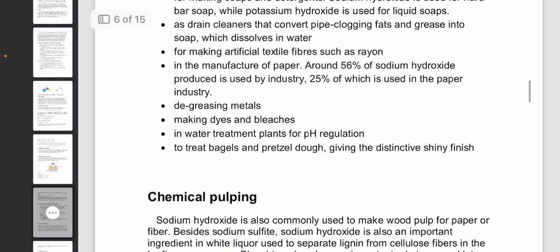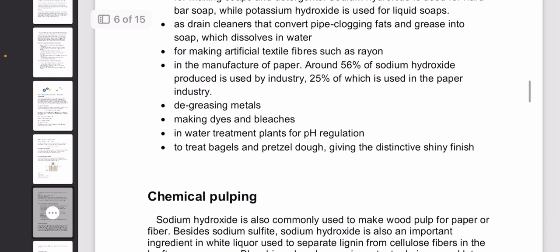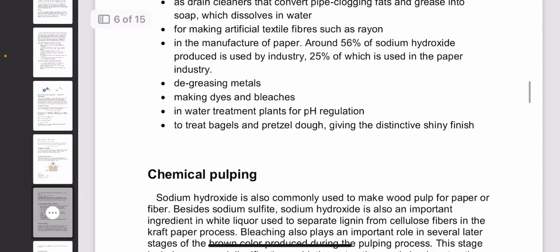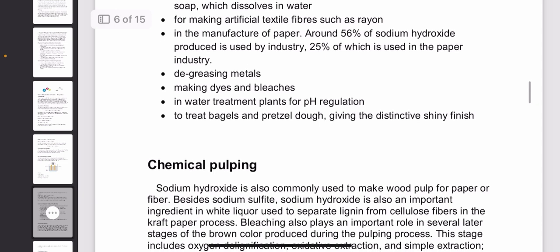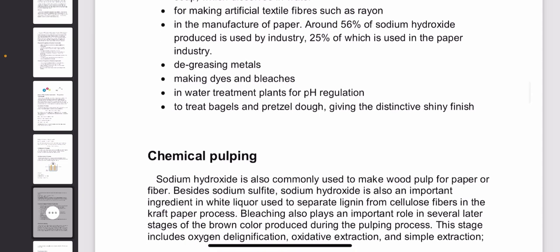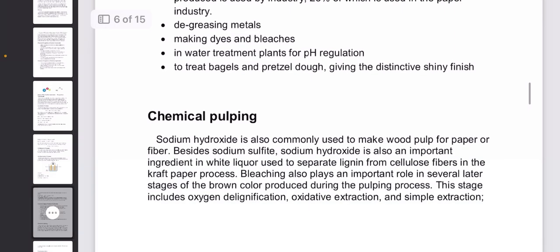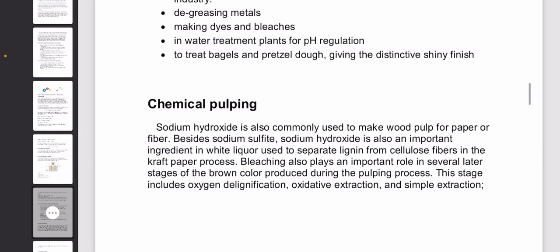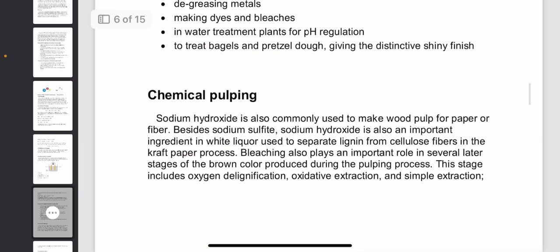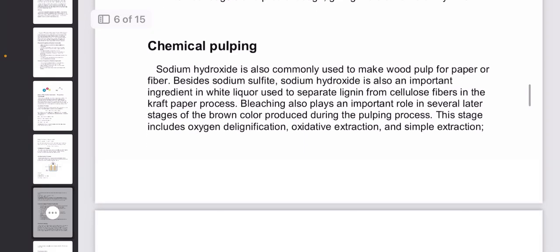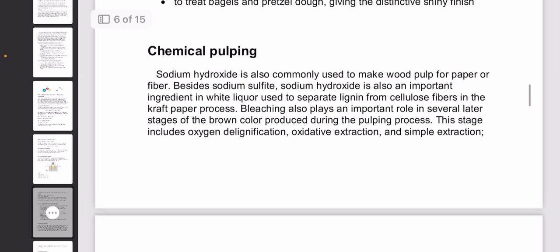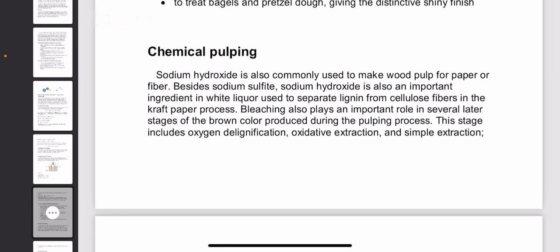Around 56% of sodium hydroxide produced is used by industry, 25% of which is used by the paper industry. It is also used for degreasing metal, making dyes and bleaches, in water treatment plants for pH stabilization, and to treat bagel and pretzel dough, which gives the distinctive shiny finish. We are going to discuss some of its uses in detail.